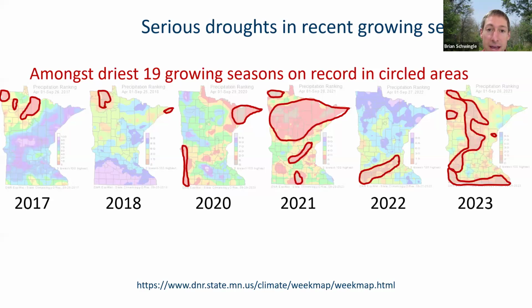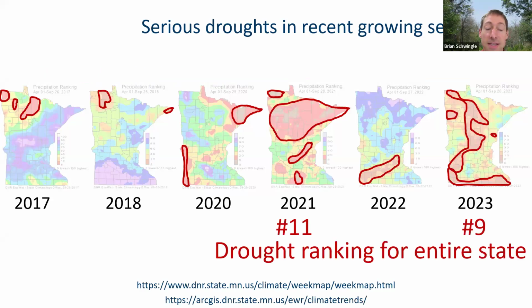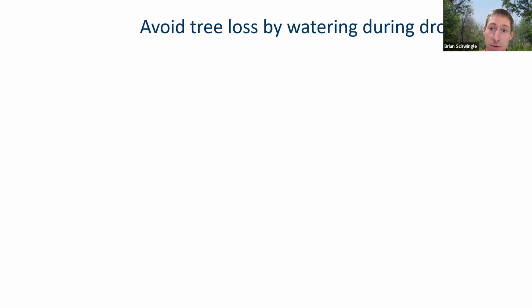When I take a look at the state as a whole, 2021's growing season was the 11th driest growing season on record, and 2023 was the 9th driest growing season on record for the entire state. When you take a look at just east central Minnesota, or the 7-county metro, basically, we've experienced 4 consecutive below normal precipitation growing seasons, 4 straight years of drought. And it's certainly showing in our trees.